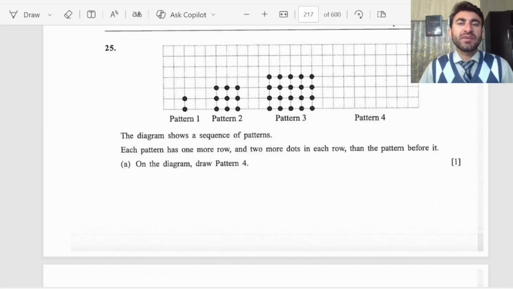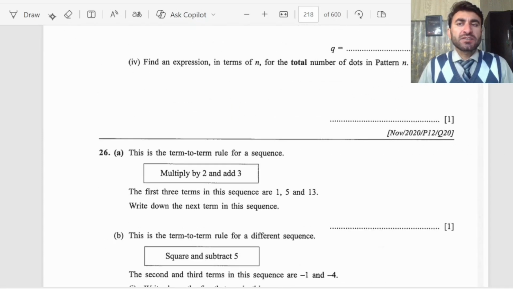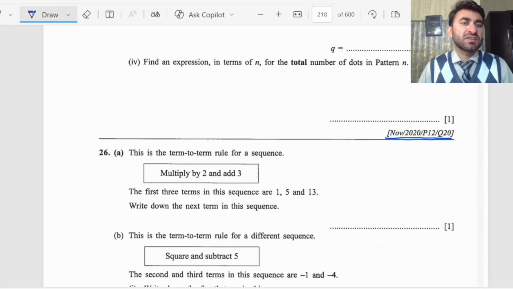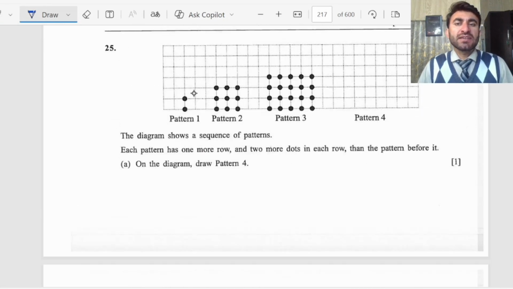Hello and welcome back. So in this video, we are going to solve two more questions of patterns and sequences from past paper of O levels. This is a question from past paper of year November 2020, paper 1 variant 2, and that is question number 20 of that paper. So as we can see, it involves a diagram and there are three patterns given.